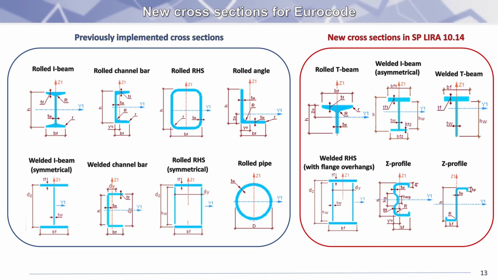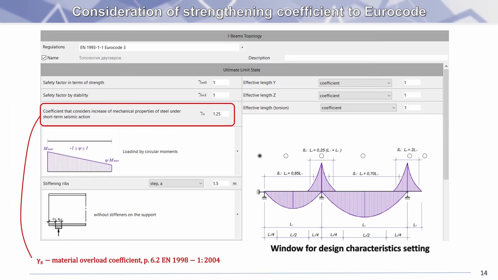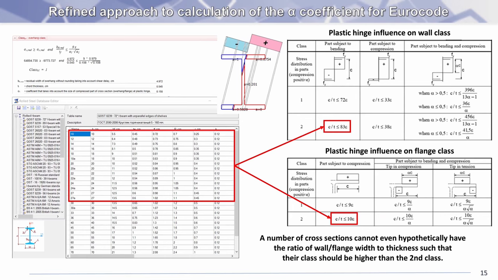Starting from version 10, the program is capable to take into account the coefficient of material strengthening under seismic actions. According to Eurocode, a user sets coefficients in the structural characteristics editor, for which a separate control is created. If seismic load is available in combination or loading states, this coefficient shall be multiplied by the strength characteristics of the material. Version 10 implements a refined approach for calculation of the alpha coefficient, Table 5.2 of Eurocode 1993-1-1.